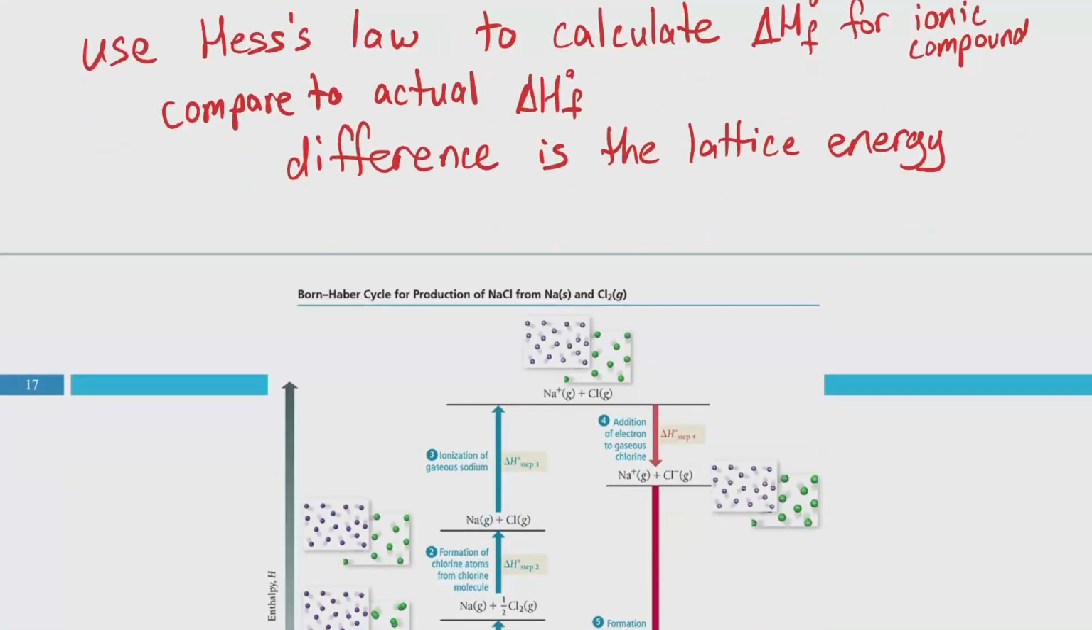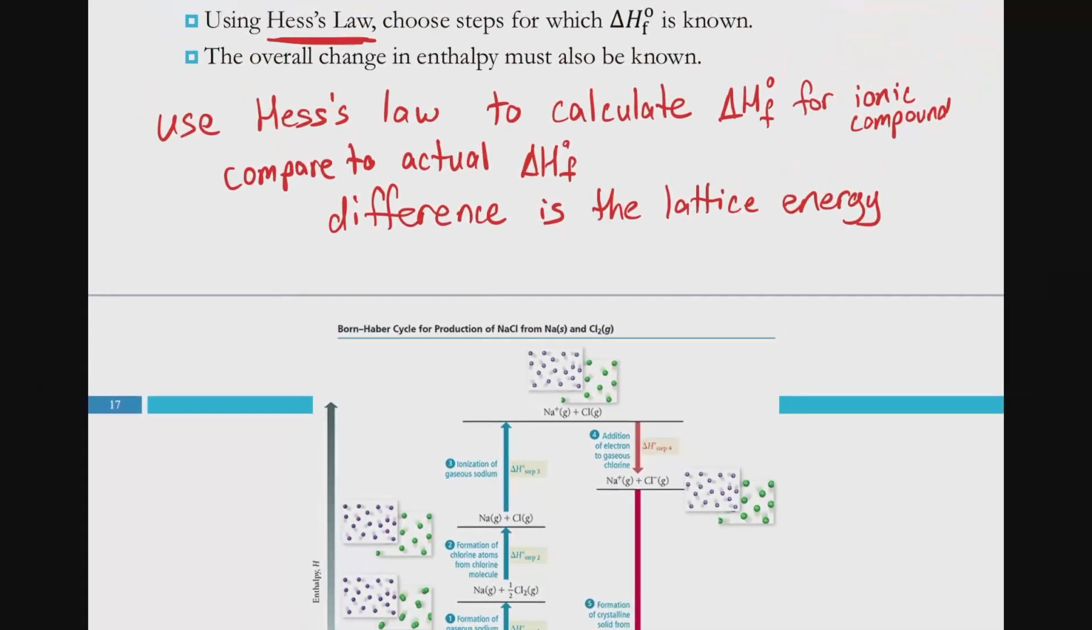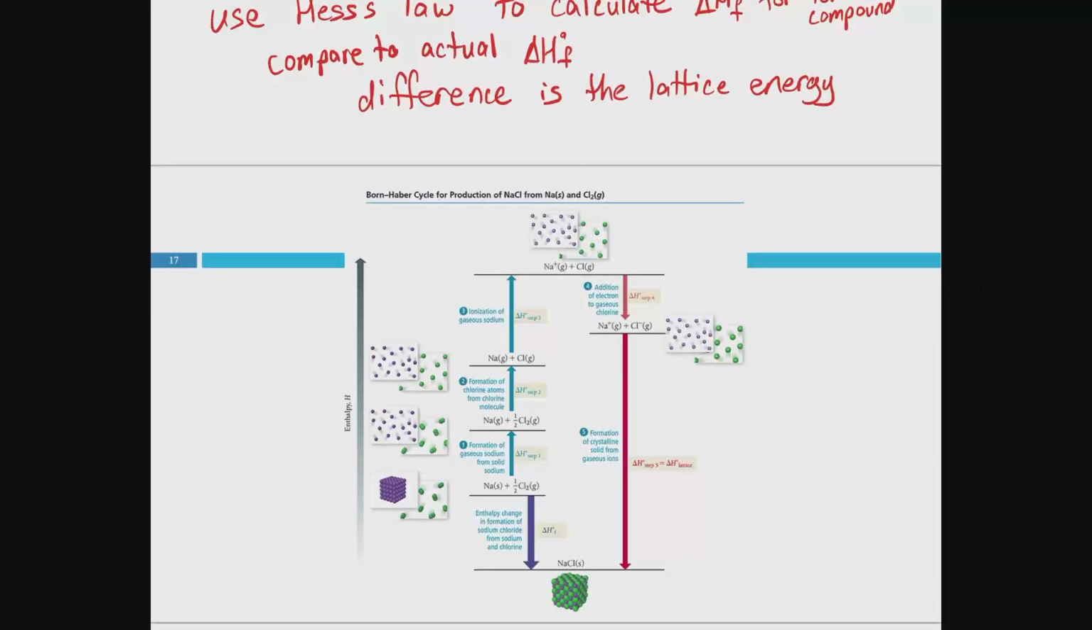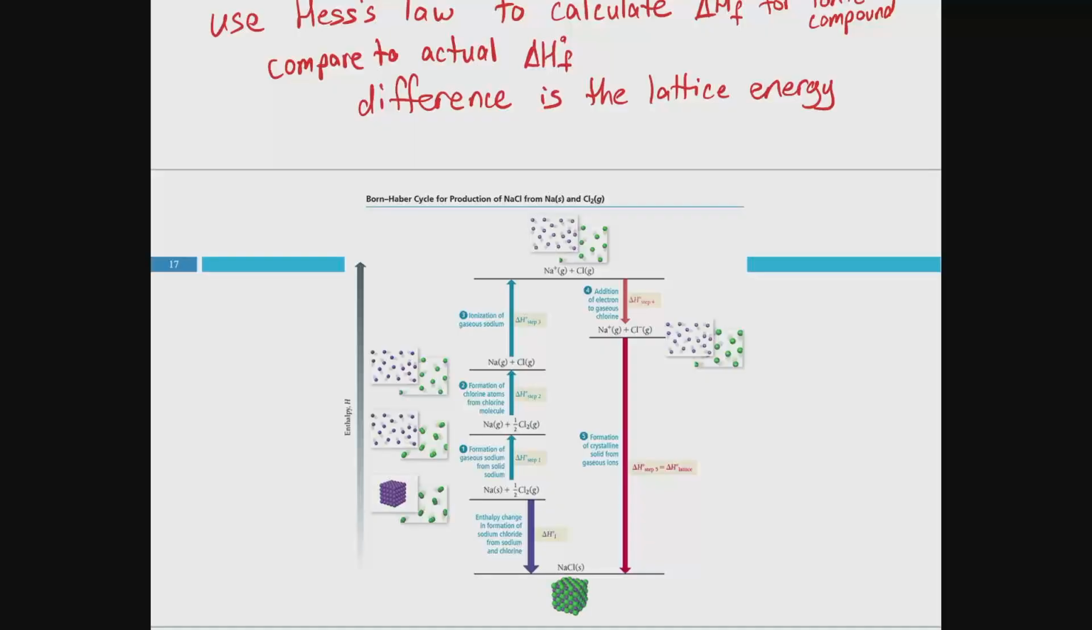Okay, so here's what that Born-Haber cycle looks like. Let me zoom. All right, we're zooming. So our starting point is here. We've got sodium as a solid. We've got 1/2 Cl2 as a gas. We have to do this as a gas. So we have to take our sodium from a solid, turn it into a gas. That requires energy being put in. That's our standard delta H for our first step.